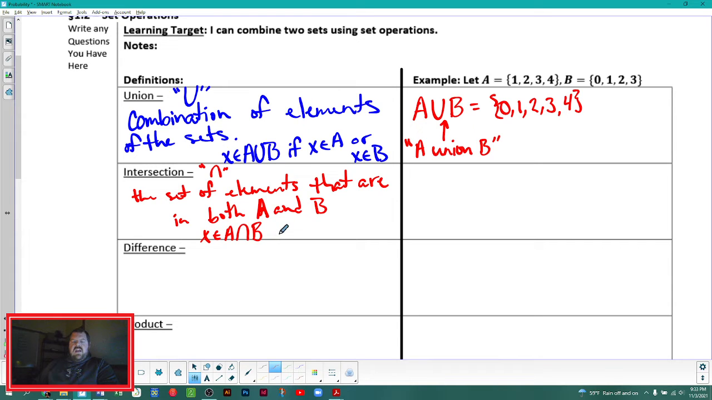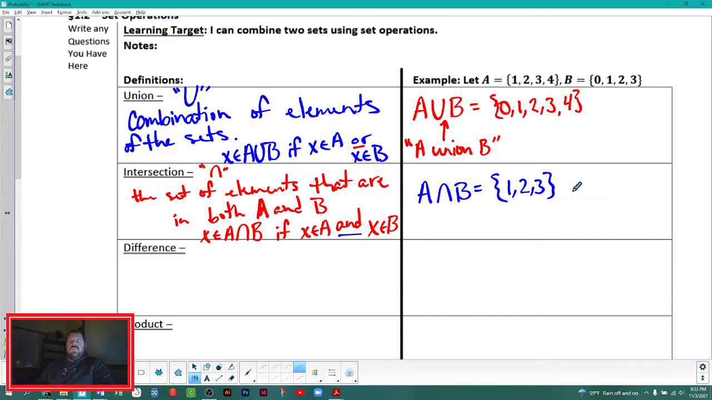So an element is in A intersect B, or the intersection of A and B, if that element is in A, and instead of or, the key word here is and, X is an element of B. So we include the number if it's in A or B for the union. For the intersection, it has to be in A and B, so it has to be in both of the sets. A intersect B would be the set of numbers that they have in common. It's going to be 1, 2, and 3, since they both have 1, 2, and 3.